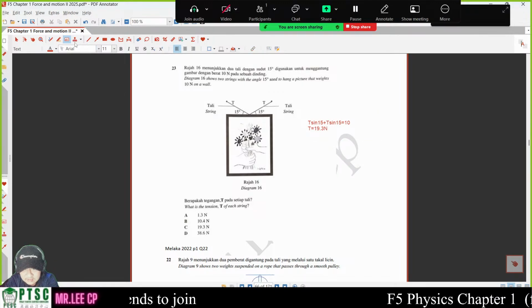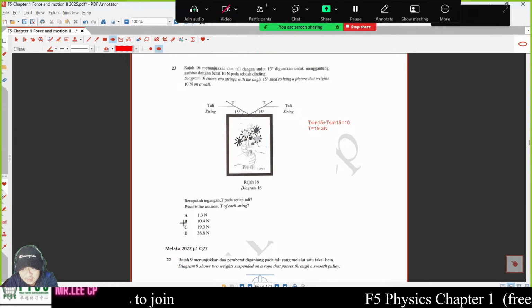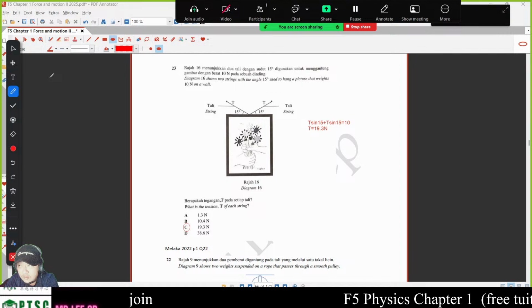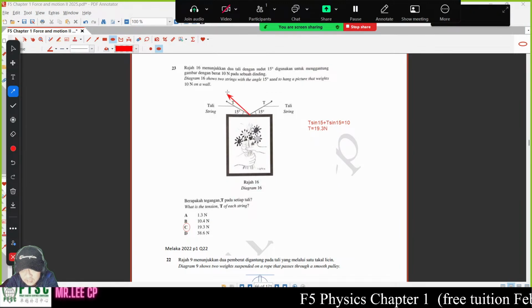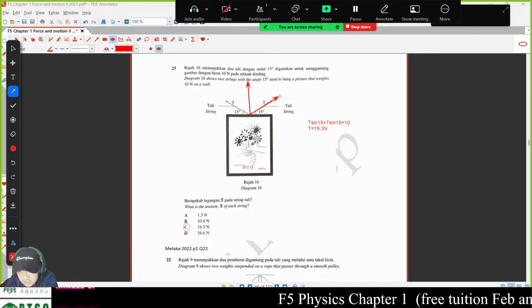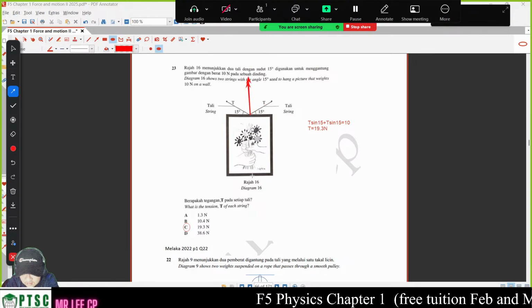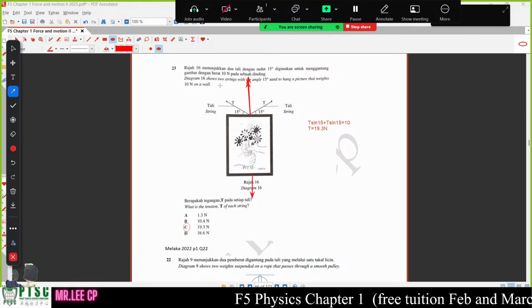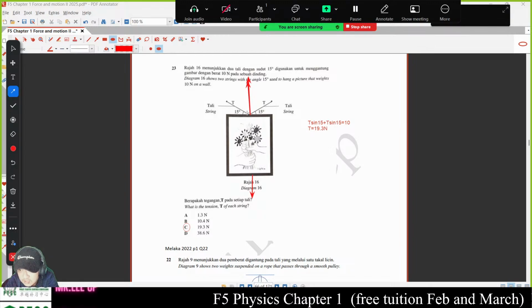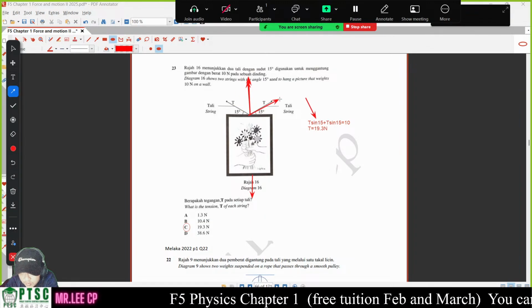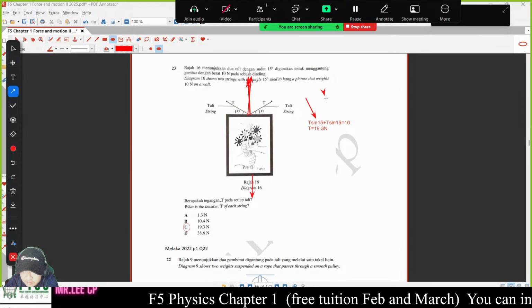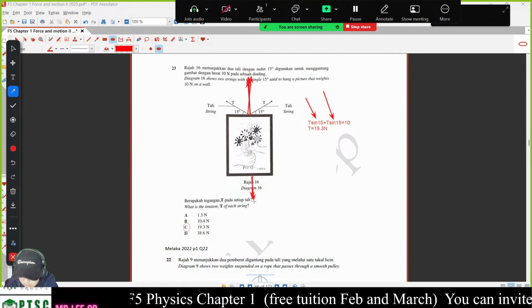Answer is C. Can? Whereas I explained a bit. T cos 50 is equal to the weight, which is 10 Newton. T sin 15 plus T sin 15 is equal to the weight, 10.